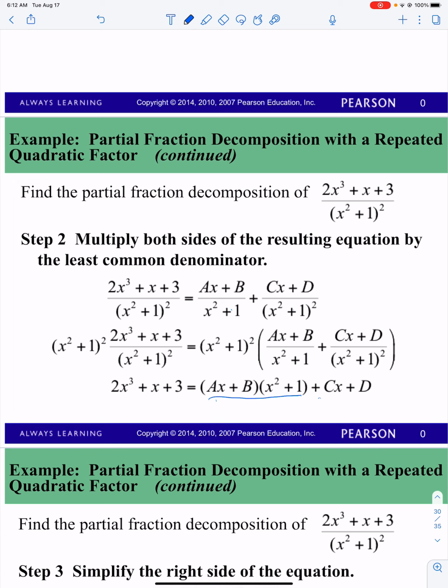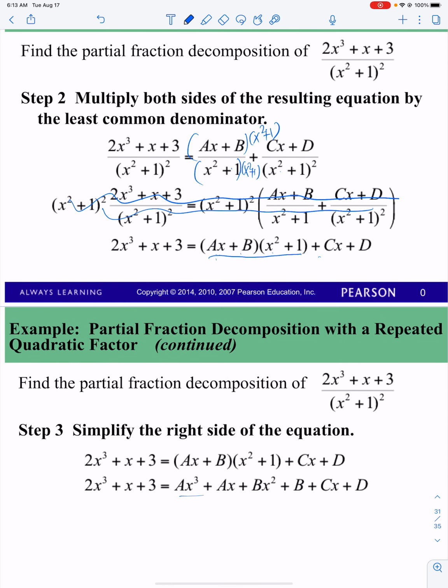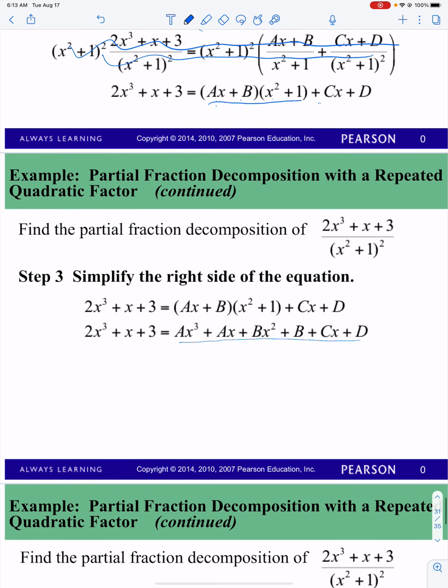Okay, so what will you do? You multiply x squared plus 1 on both top and what? Bottom, yeah? Okay, and so what will you get? I will not do it. I will only find the common denominator. So this is how you get it: Ax plus B times x squared plus 1. And because here you do not need to do anything, you plus Cx plus D. Then what will you do? You FOIL it.